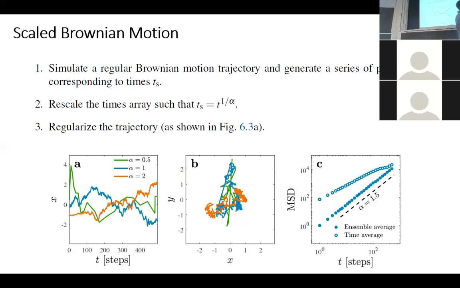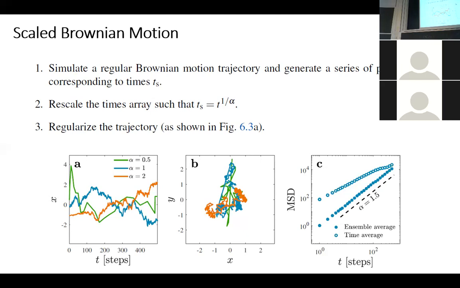Of course, if alpha were equal to 1, this would be regular diffusion, and we would end up again with the same identical results. I am here showing you that if alpha is not equal to 1, for the scaled Brownian motion, for alpha 1.5, it is super diffusive. This alpha is, by the way, the same alpha that you get at the mean square displacement. So this is alpha 1.5.